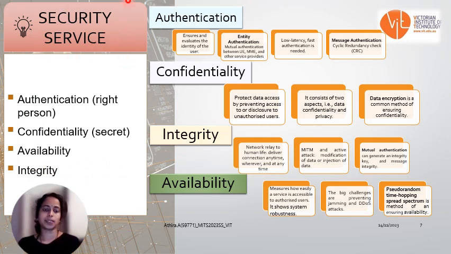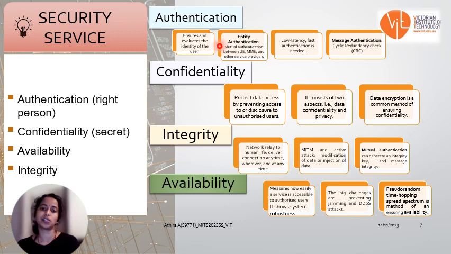The security services in the 5G wireless network: one is authentication, another is confidentiality, then integrity and availability. In authentication, we check that he or she is the right person. There are two types of authentication in the 5G wireless network: one is entity authentication, another is message authentication.